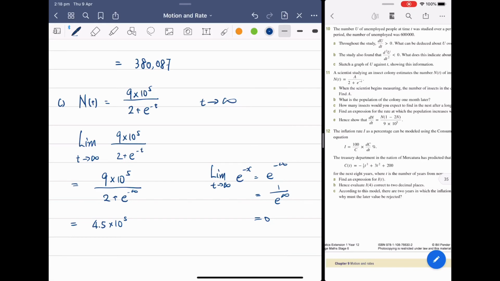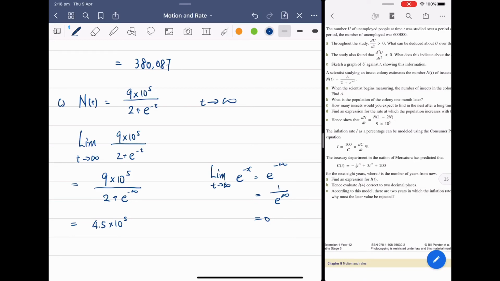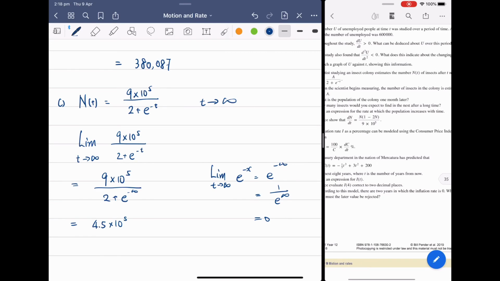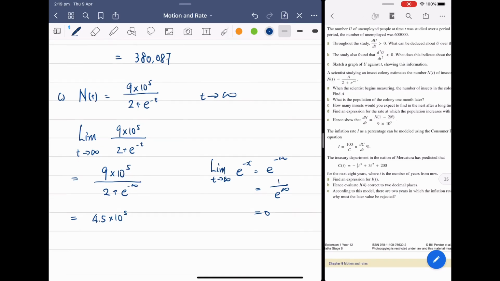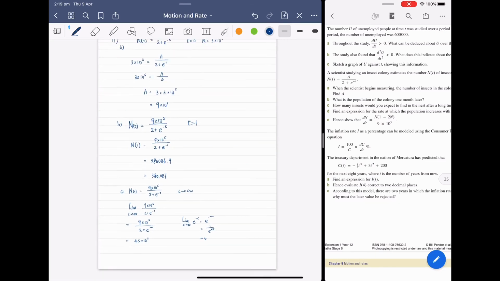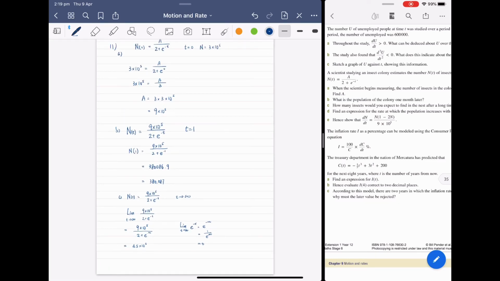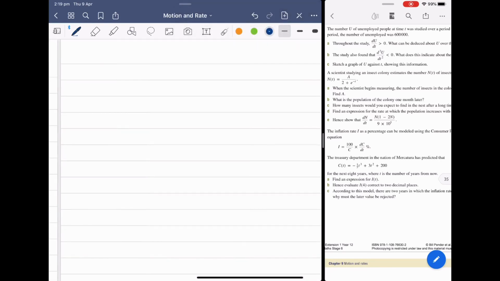All right, question D. Find an expression for the rate at which the population increases with time. So we're going to differentiate to find the rate. Let's just start with a new page. Question D. N(t) is equal to 9 times 10 to the power of 5 over 2 plus e to the power of minus t. Now we are going to find the rate. So we need to find an expression, so we need to differentiate. So dN over dt is equal to.